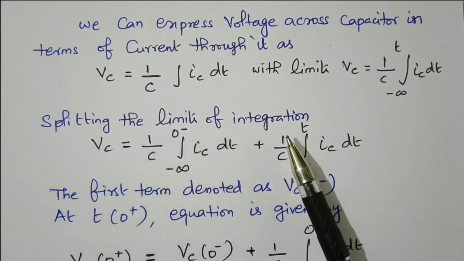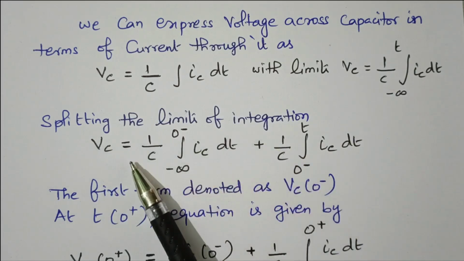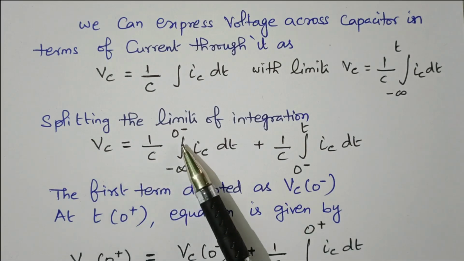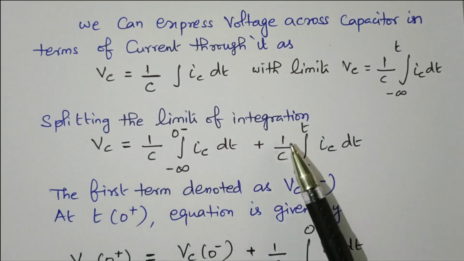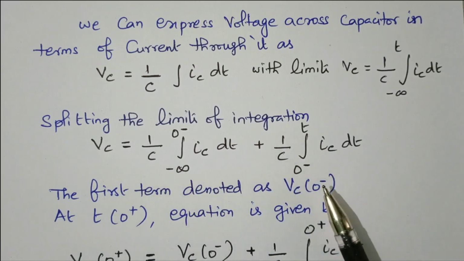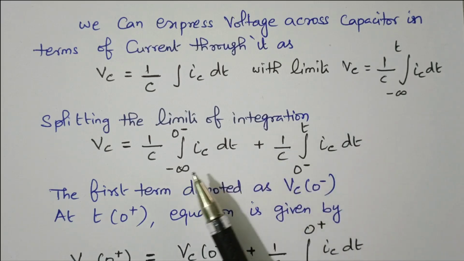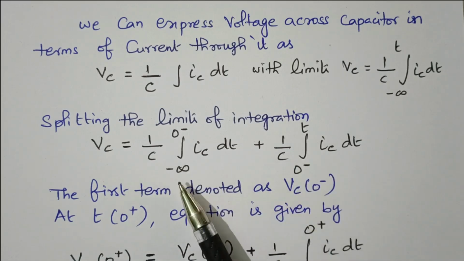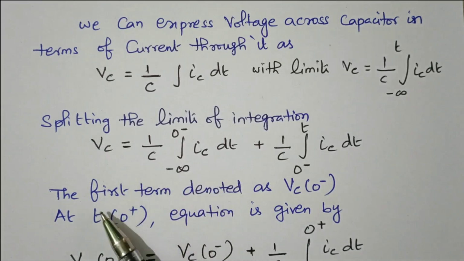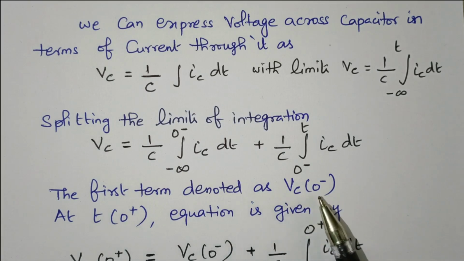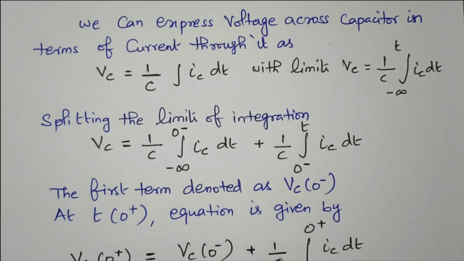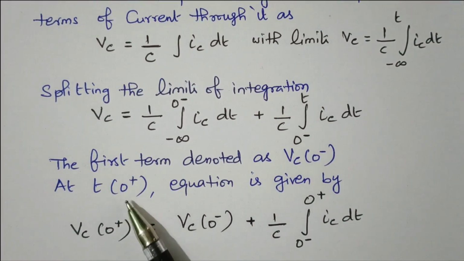Splitting the limit of integration, VC equal to 1 divided by C integral from minus infinity to 0 minus of IC dt, plus 1 by C integral from 0 minus to T of IC dt. So minus infinity to T is split into minus infinity to 0 minus, and 0 minus to T. The first term is denoted as VC at 0 minus, that is before switching. At t equal to 0 plus, the voltage is VC at 0 plus.